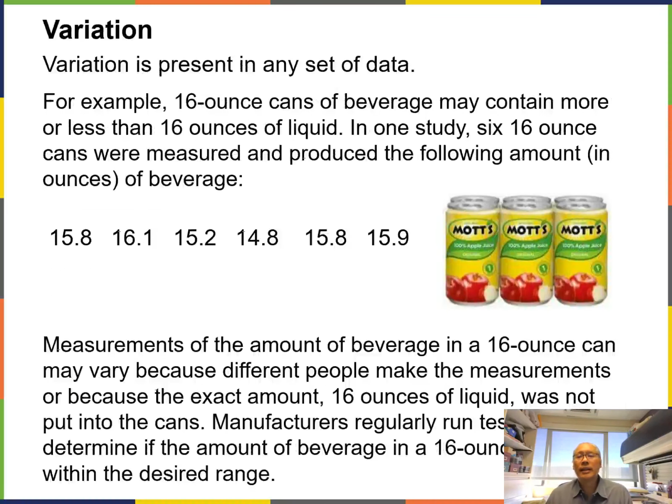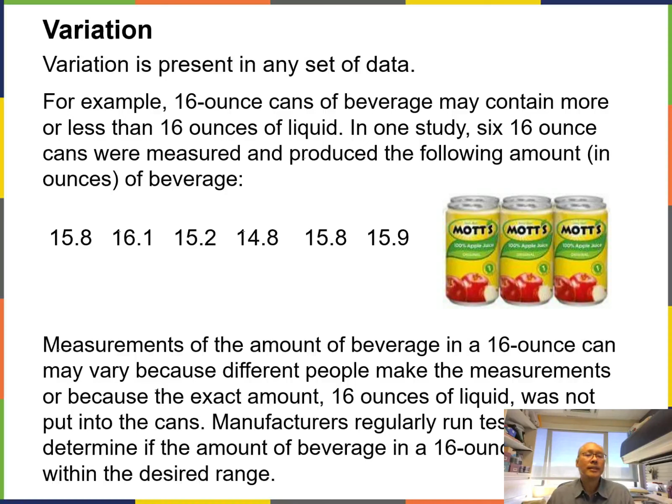Okay, the next idea is variation. Variation is going to be present in any data. Here's an example: a 16-ounce can of beverage may contain more or less than 16 ounces of liquid. A study shows that 6 16-ounce cans were measured, and these are the following amounts. You're not always going to get the exact measurement that's labeled on the can, or whatever it is you're looking at. They could be a little bit off, but if they hover around 16, that's not too bad. Here we have a 14.8, which is kind of low, so maybe there could be an issue here.